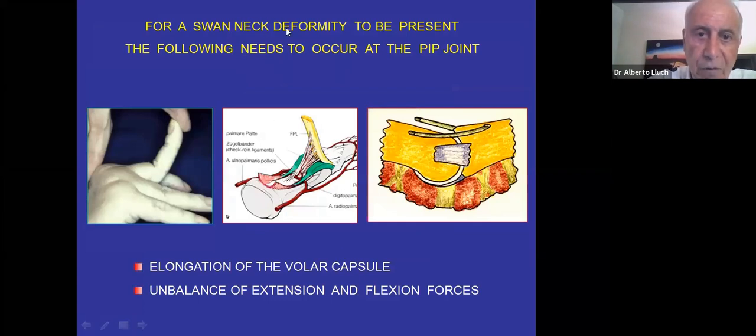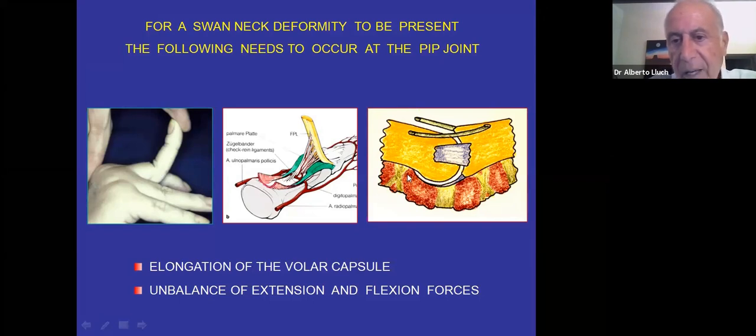For a Swan neck deformity to be present, the following needs to occur at the PIP joint: elongation of the volar capsule, and an imbalance between extension and flexion forces, both things. Many patients with rheumatoid arthritis have this type of deformity. We can hyperextend the PIP joint, but as I said before, there are things that the patients are not aware of and the doctor does not examine.